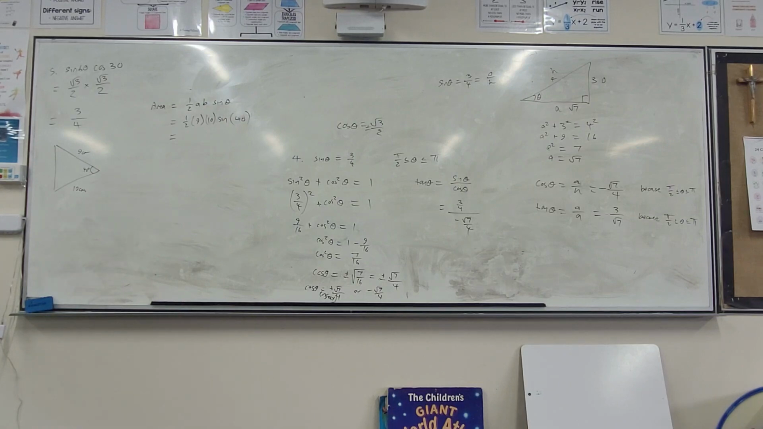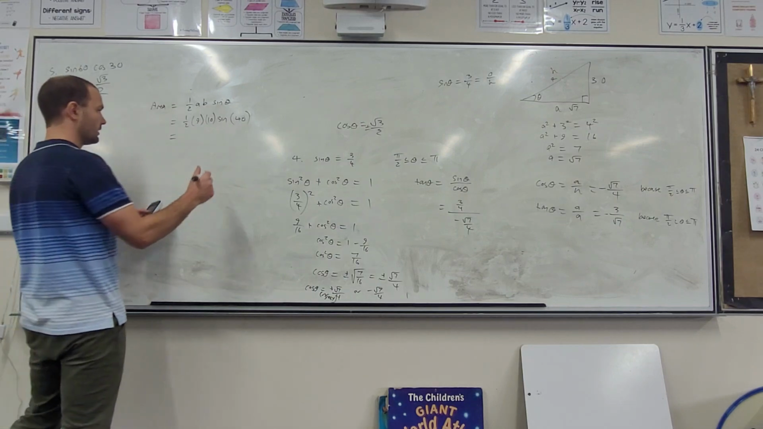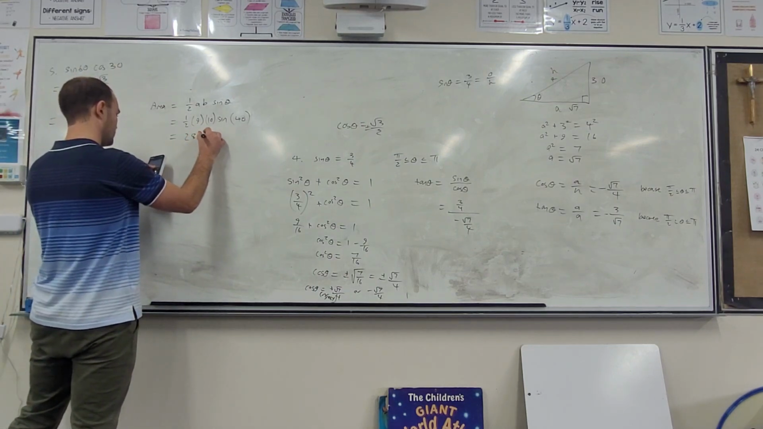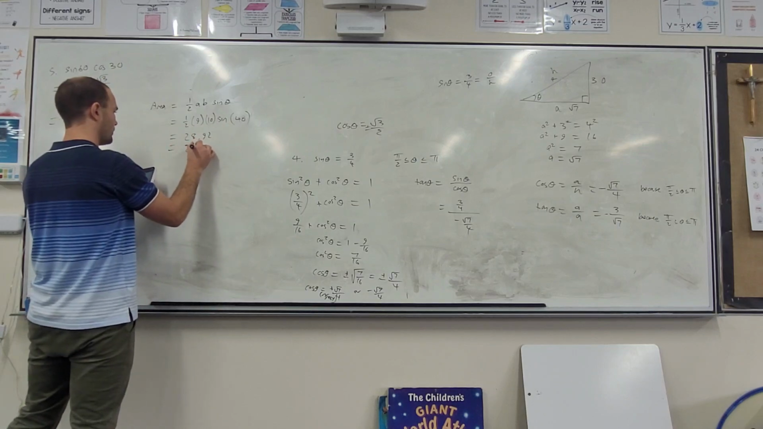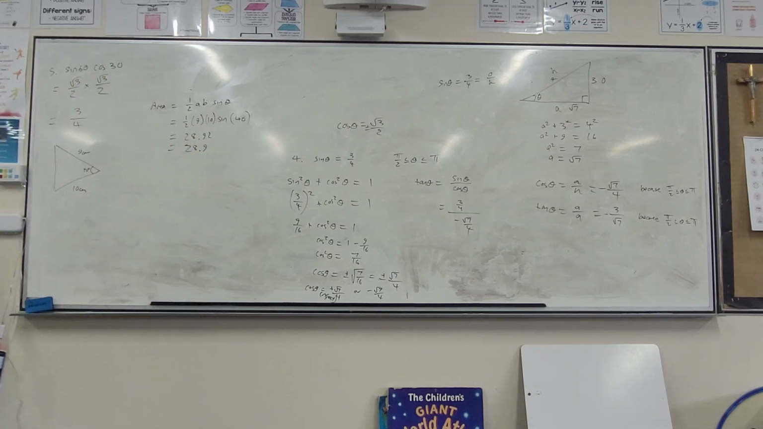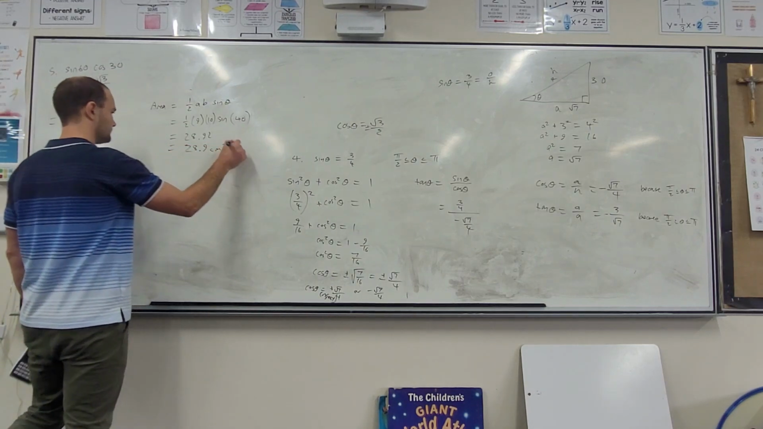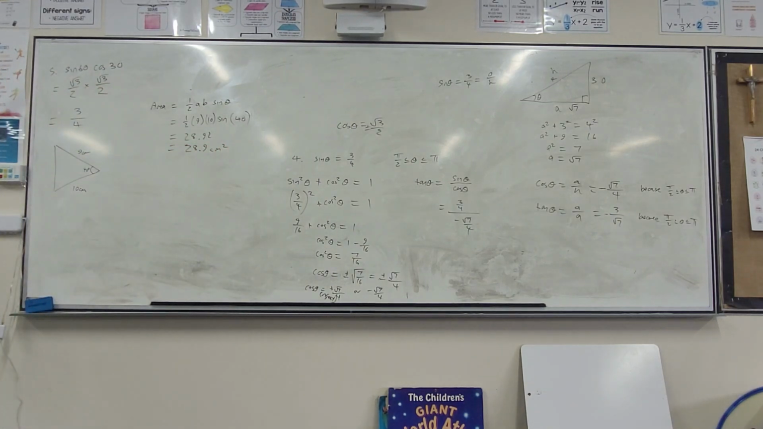All right, 0.5 times 9 times 10 times sine 40. That's 28.9 for area, unit centimeters squared. Okay, that's the area. Very good.